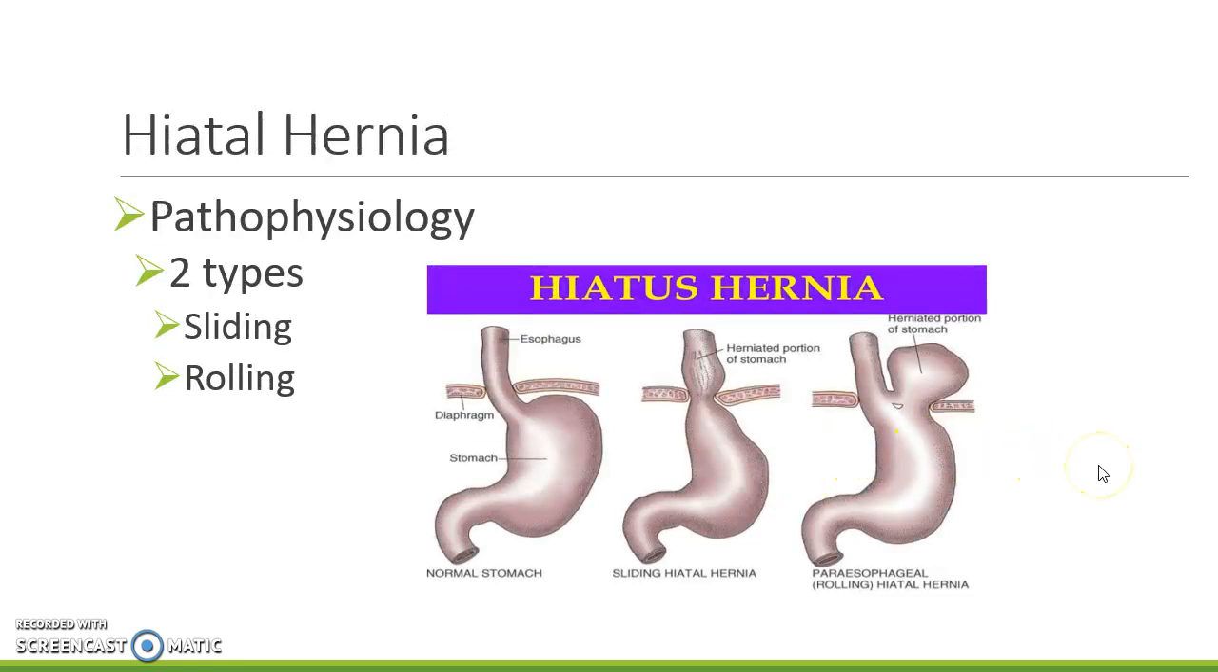Hiatal hernia. There's two pathologies, sliding and rolling hernias. The picture shows, I think, a good example of each one. The sliding hernia is like an outpouching of the esophagus above the lower esophageal sphincter and above the diaphragmatic opening. And then the paraesophageal or rolling hernia is kind of an actual pouching of the stomach up through the diaphragmatic opening.